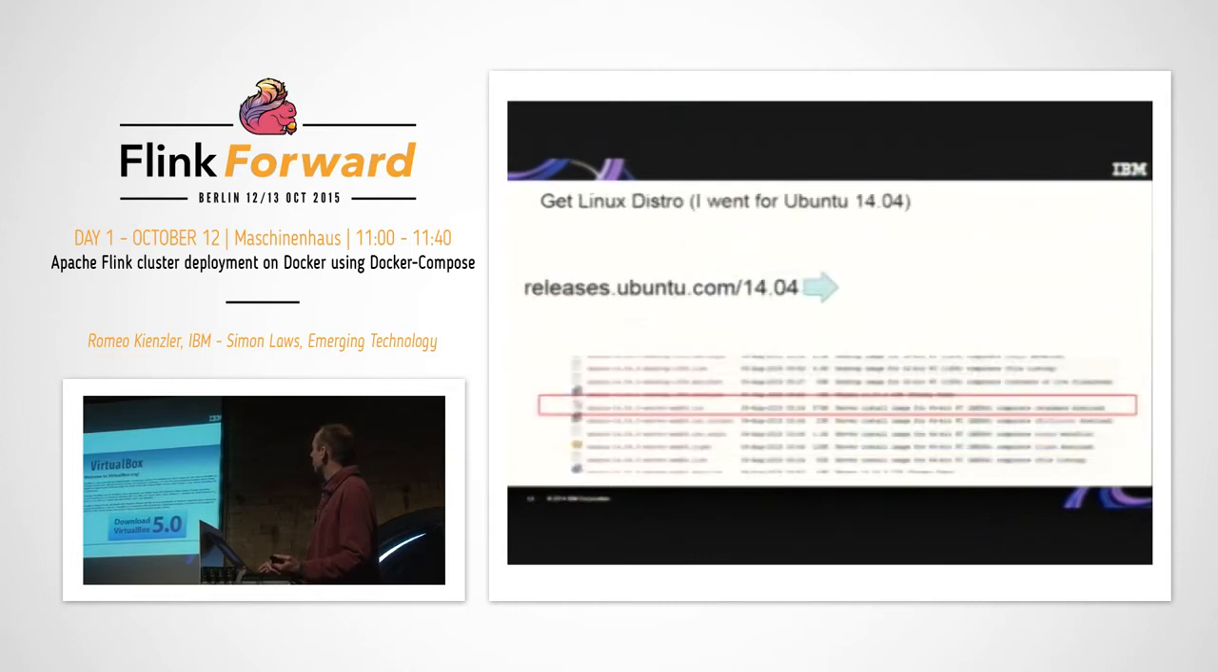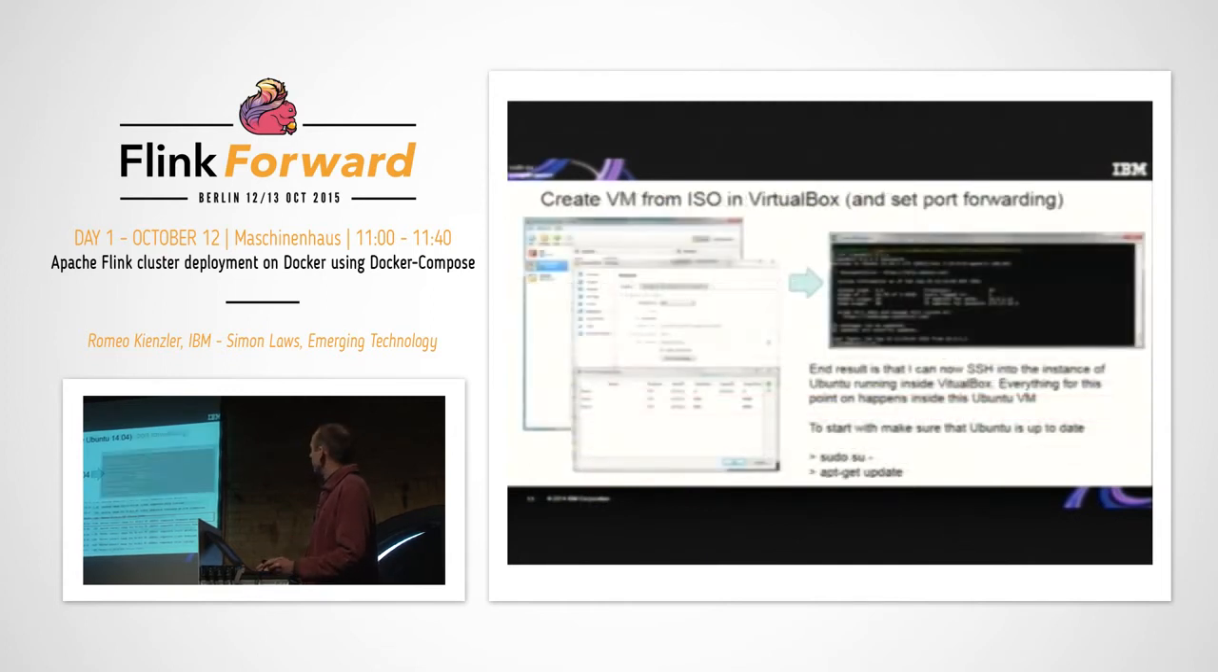So I created a virtual machine from the Ubuntu install. I went to releases.ubuntu.com and got 14.04, got that ISO, went to Virtualbox, installed that ISO as a virtual machine. And then the only interesting thing that I did really was setting up the port forwarding, which can be a bit tricky.